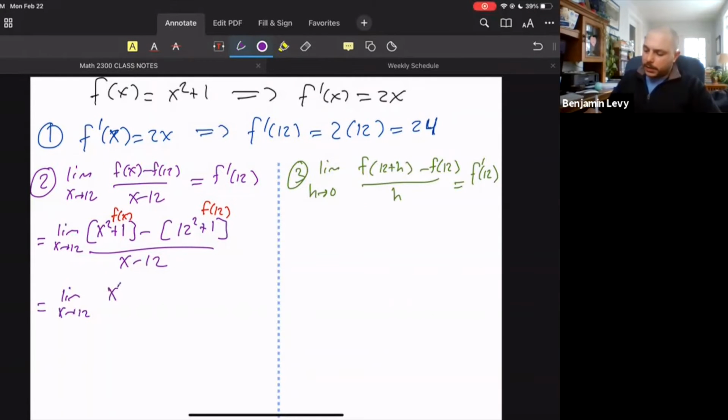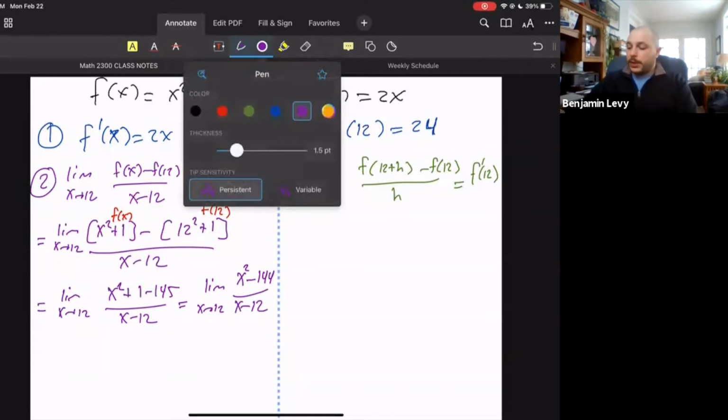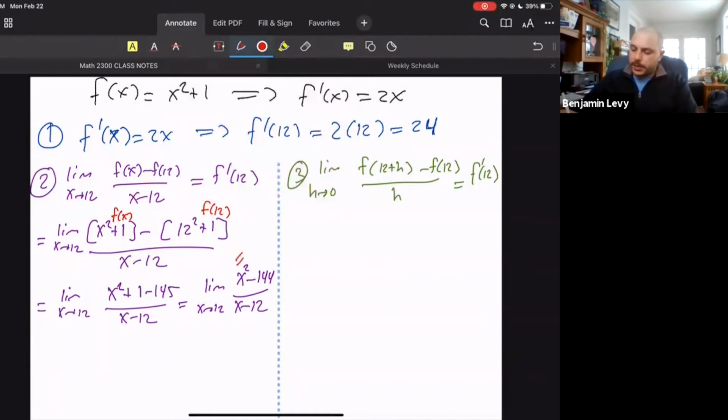So this is going to be x squared plus 1, and then 12 squared plus 1 is 145, so minus 145. We just do that subtraction. Plus 1 minus 145 is minus 144. Right, this is indeterminate, just to be clear. I hope it's not a surprise, but these never work out, right?